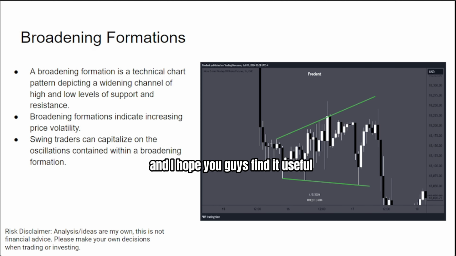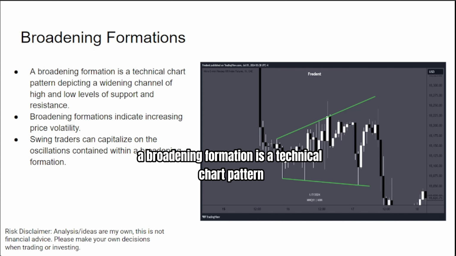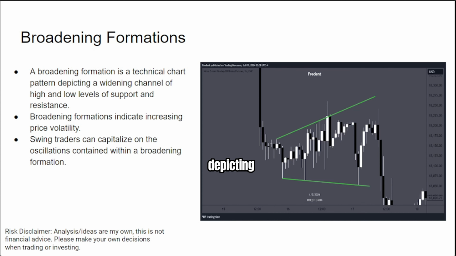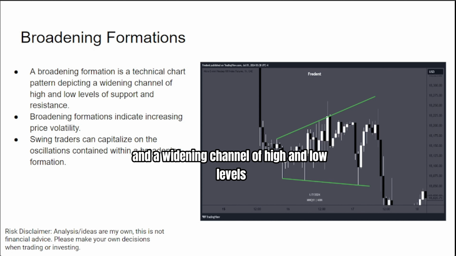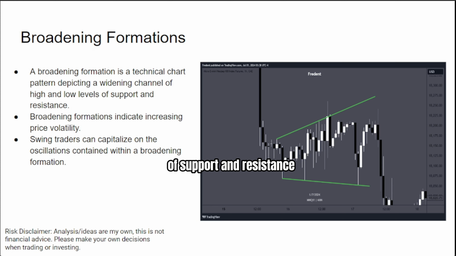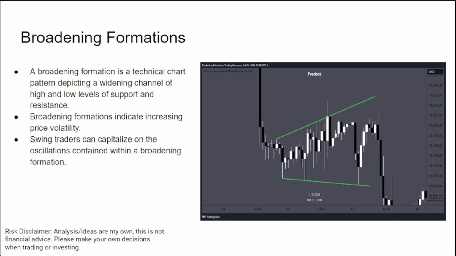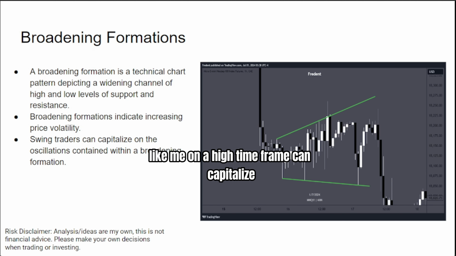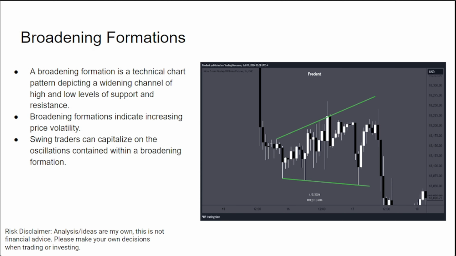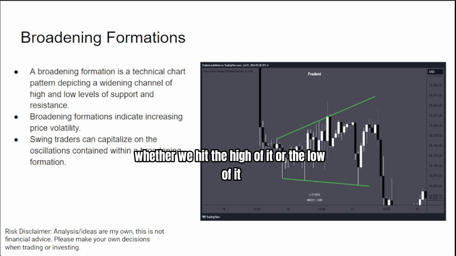And I hope you guys find it useful and can use it in your own trading, or even just get inspiration. So basically, a broadening formation is a technical chart pattern depicting a widening channel of high and low levels of support and resistance. Broadening formations are also a way to indicate increasing price volatility. And swing traders, for example, like me on a higher time frame, can capitalize on the broadening formations, whether we hit the high of it or the low of it.